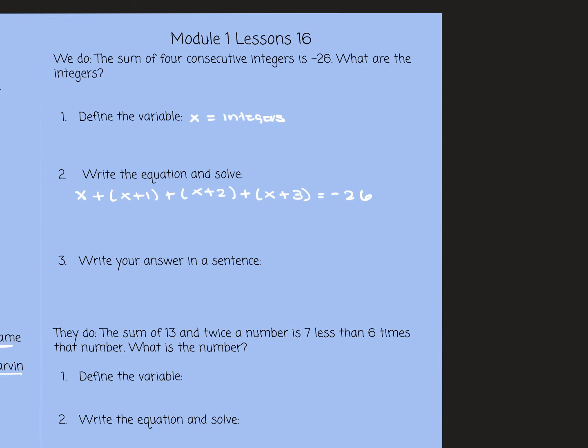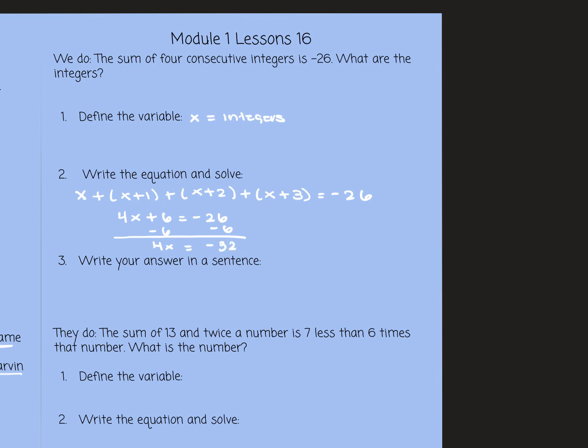All right, so we have a lot of x's going on. We have a lot of like terms. So I have a total of 4 x's, which is going to be 4x. And then I have 1 plus 2 plus 3, which is going to give me 6. And I have my negative 26. I'm going to subtract 6 from both sides. I have 4x is equal to negative 32.